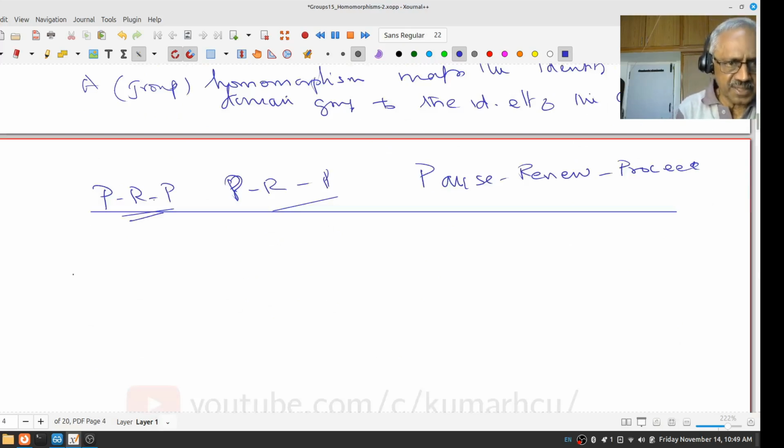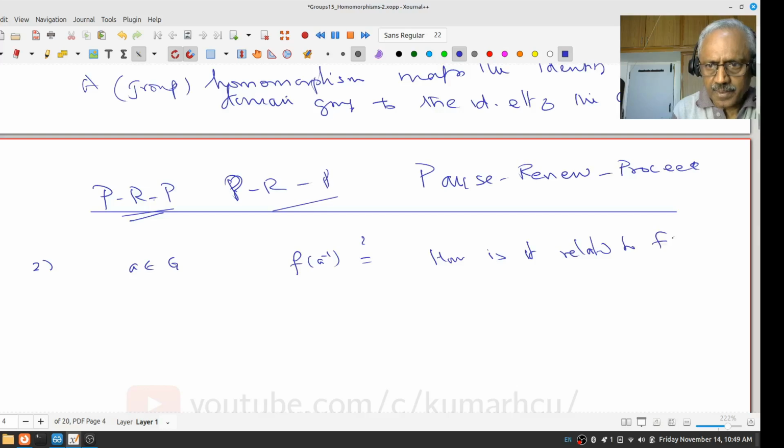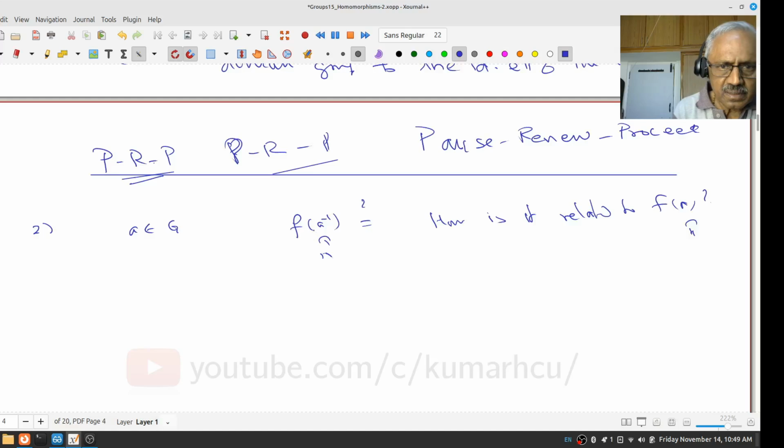Okay, that's the first result. And the second result is: start with an a in G, and let us look at f of a inverse. I want to know what it is and how it is related to f of a. Remember, these are all elements in H now. How do I find it? Again, the only way I know about a and a inverse is its identity. Now I will not use e_G, I will write only e, equal to a into a inverse.